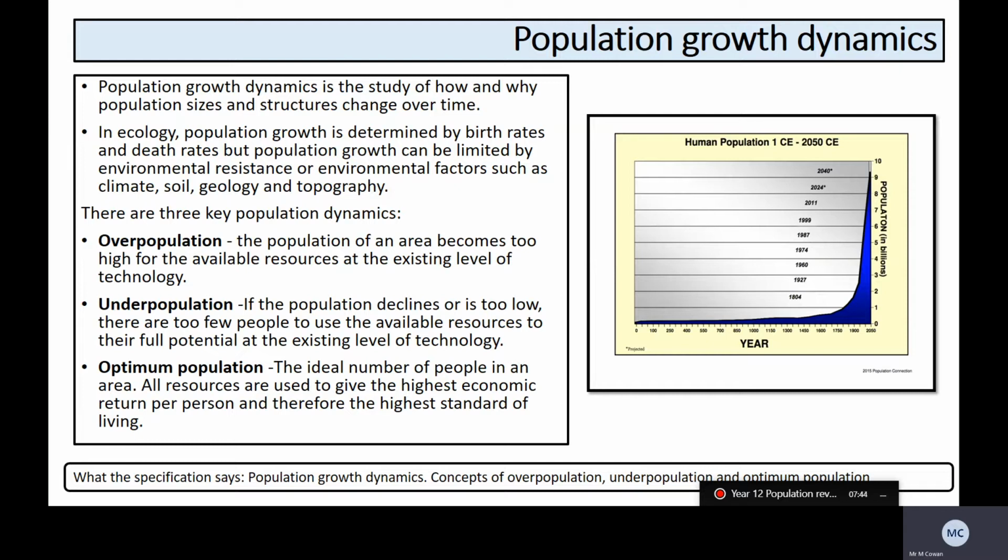Underpopulation: if the population declines or is too low, there are too few people to use the available resources to their full potential at the existing levels of technology, those words again. And then optimum population is the ideal number of people in an area, and this is where all resources are used to give the highest economic return per person and therefore the highest standard of living.